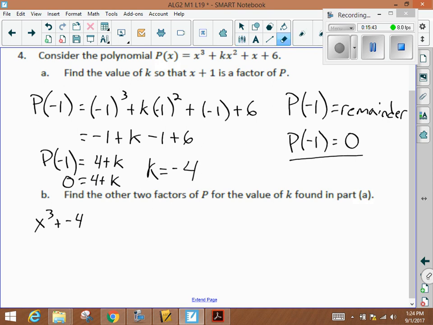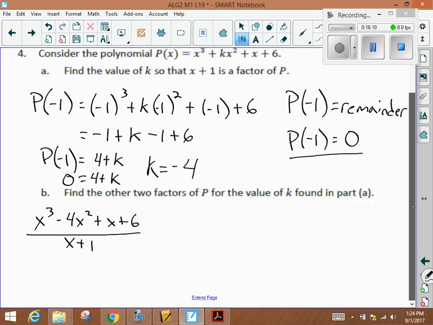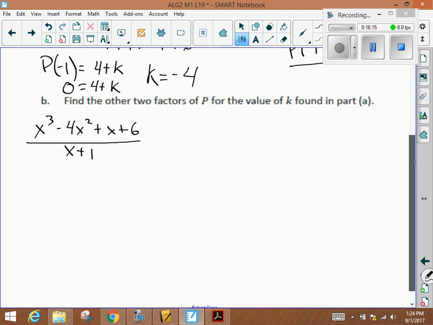well, let's go ahead and just write a negative here. -4x squared plus x plus 6 divided by, so you wanted x plus 1, right? So x plus 1 is a factor of that, right? If we divide that, then we will be able to find our other factor. Here we go. Let's go ahead and do this division.